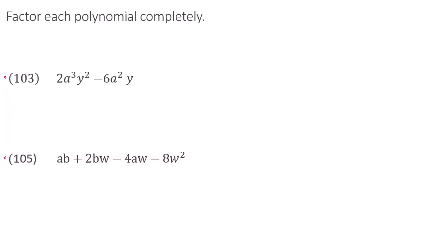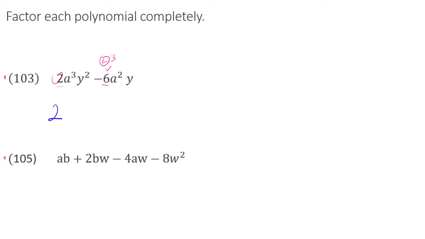Number 103. So here I want to check for a GCF. So I have a 2 and a 6. 2 is a prime number, so besides 1, it's the only thing that goes into it, right? And 6 is 2 times 3, so they definitely have a 2 in common. So I can bring a 2 down.